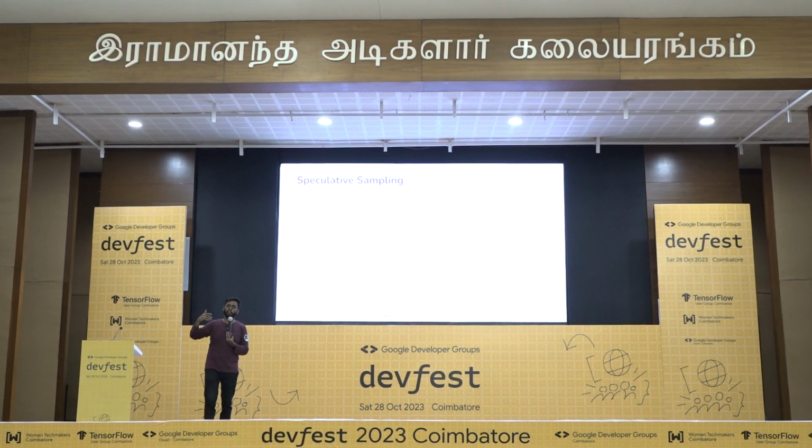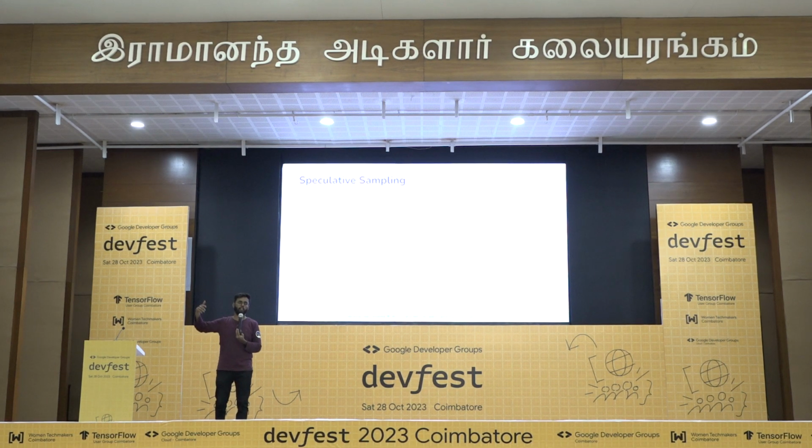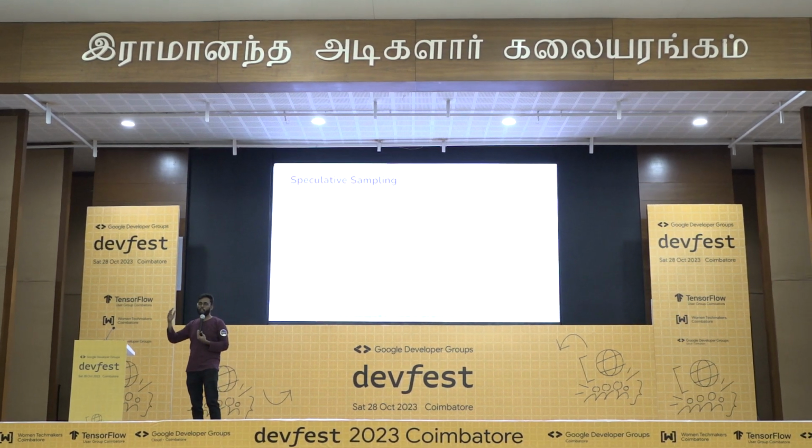For example, you have Llama, right? We have a 70 billion Llama model and then a 7 billion Llama model. So in that case, both the models were trained on the same distribution of data. So you need a model that has more or less the same distribution. That is one criterion. The second criterion is the draft model should be of a smaller size so that you get an advantage of better speed.